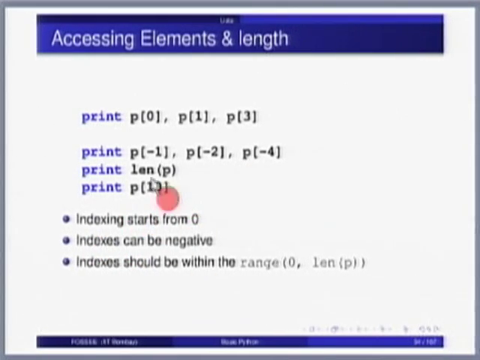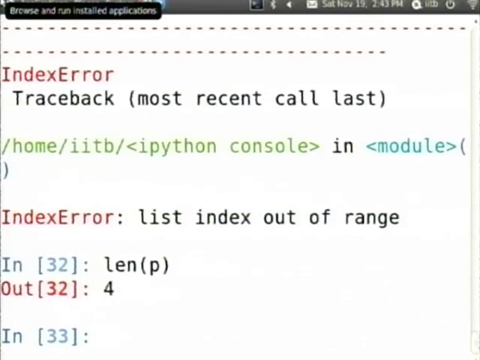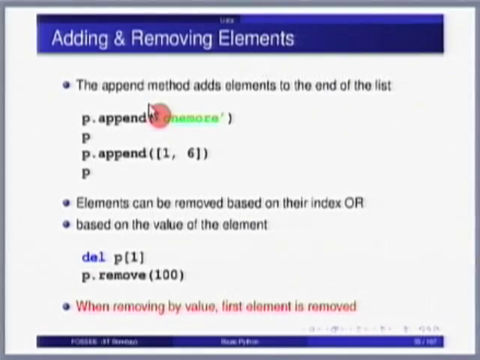To obtain the length of a sequence, again you use the len built-in. So len of P in this case is 4. Now, unlike strings, lists are mutable, which means I can change a list in place.